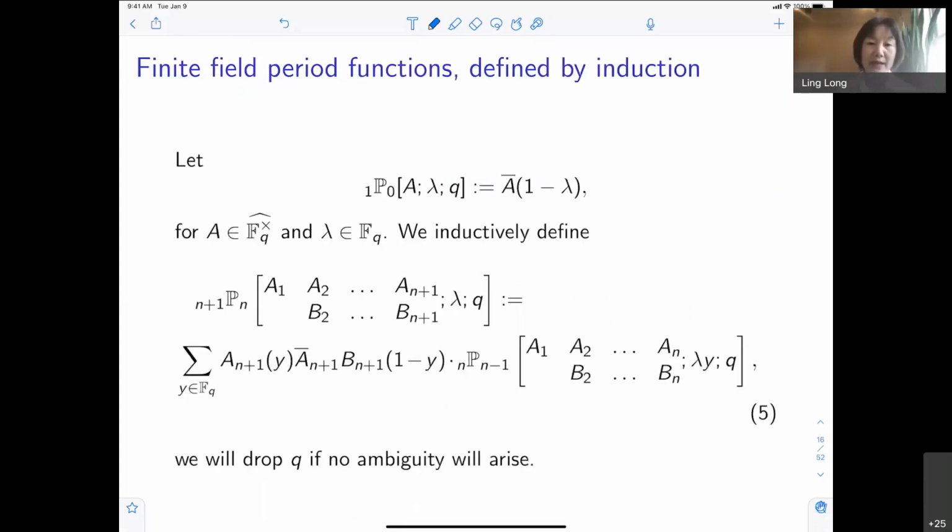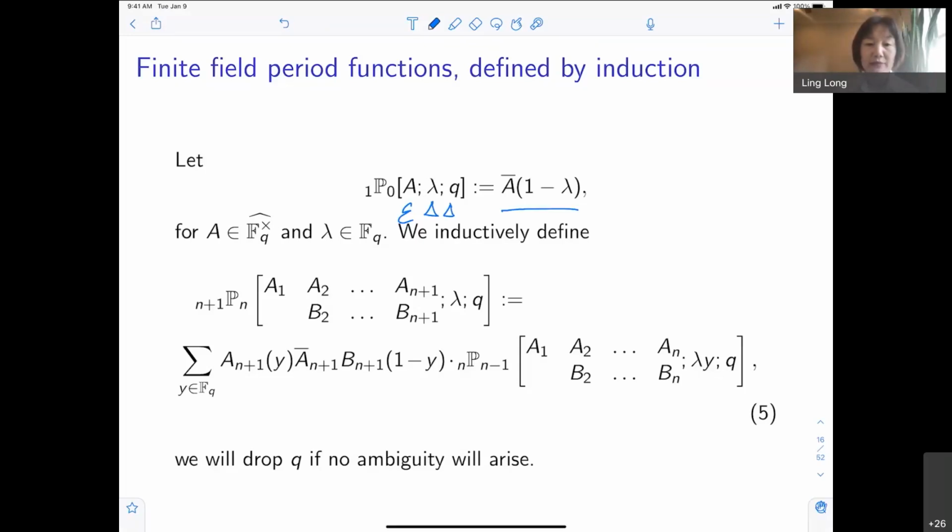So in the finite field setting, applying the same idea, what we are going to write down will be, given a multiplicative character A, and down here there is the trivial character. This is the starting building block. Lambda here is the variable. Q stands for the size, meaning which finite field I'm working with. Then the definition will be that this function is the inverse of A applied to 1 minus lambda.